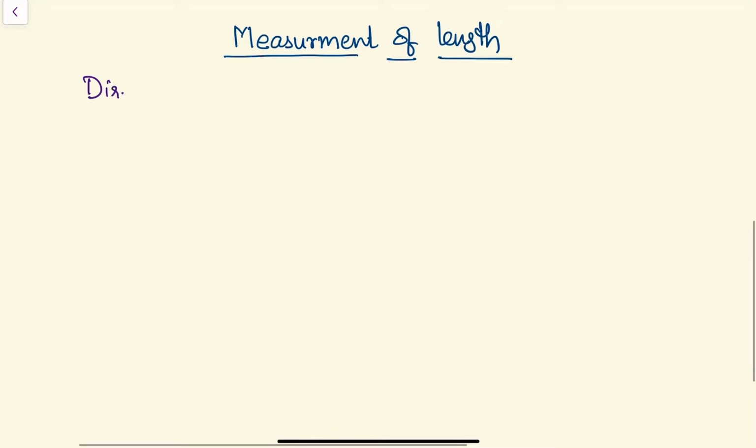We shall see the topic of measurement of length. We shall see longest length and shortest length, and how to measure and what are the methods to measure the length. Some of the methods which are familiar to us are direct methods. What is meant by direct methods?